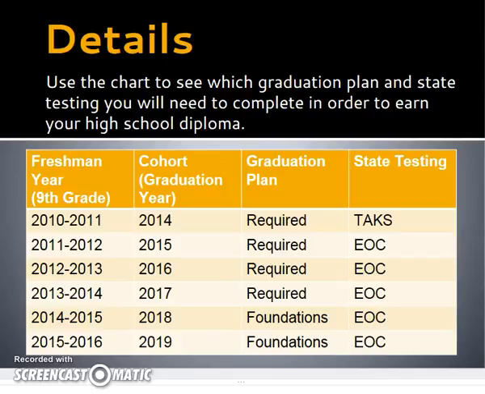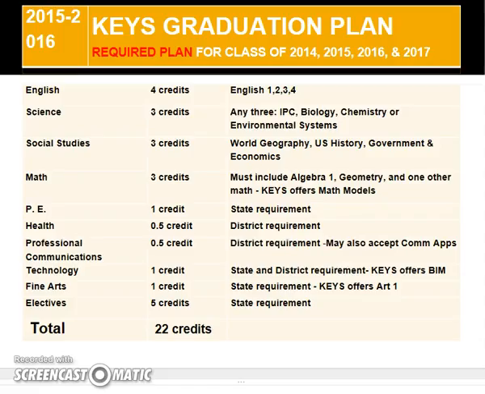So years prior to 2017 will be a part of the required plan and take the EOC, unless your cohort is 2014, in which case you would take the TAKS. And then those who have a cohort of 2018 or beyond will be on the foundations plan and will be taking the EOC. So let's look at the difference between the two plans.